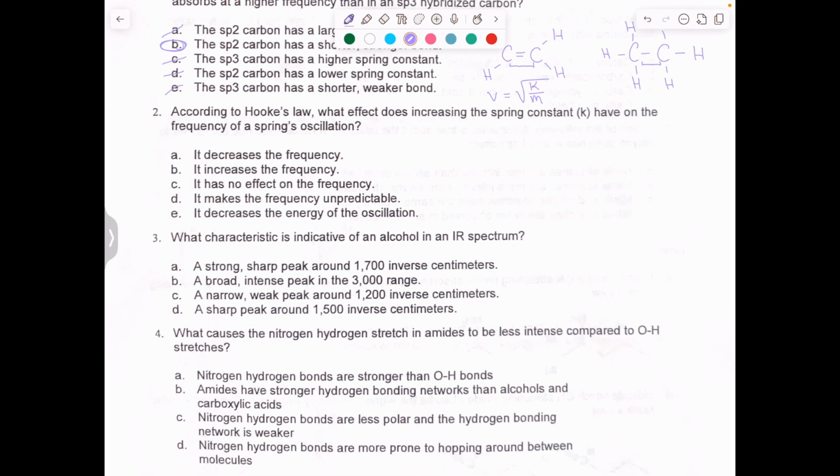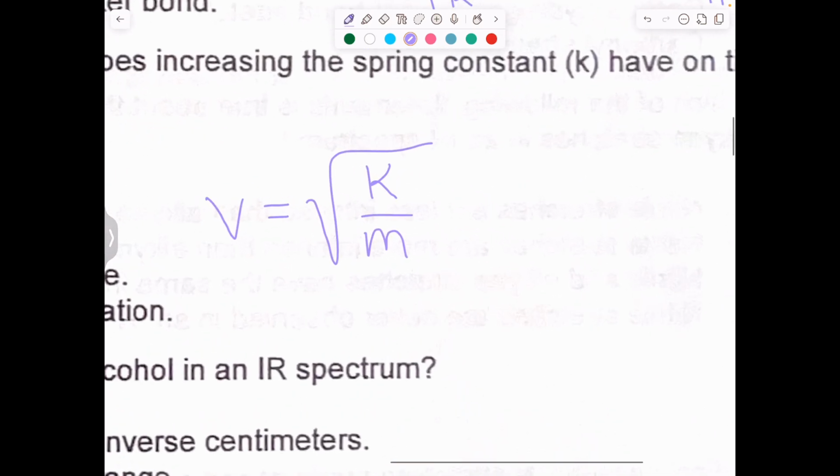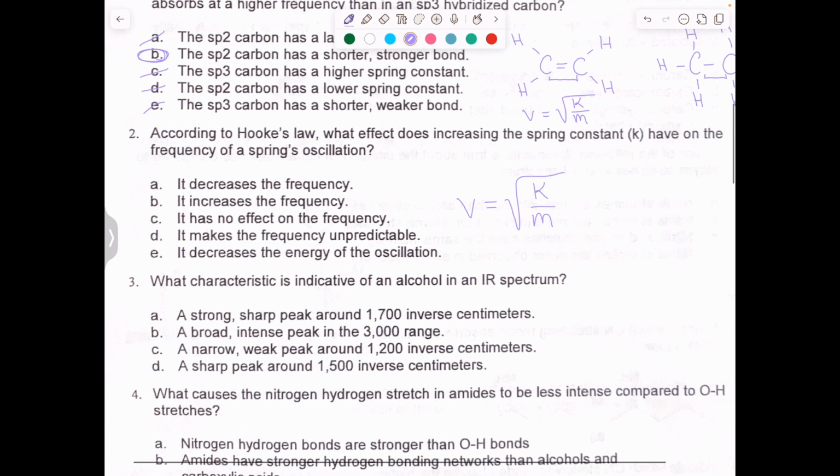So for number 2, according to Hooke's law, what effect does increasing the spring constant K have on the frequency of a spring's oscillation? So as I said before, Hooke's law is frequency equals the root of the spring constant over the mass. So if you increase K, you'll be directly increasing frequency. So B increases frequency.